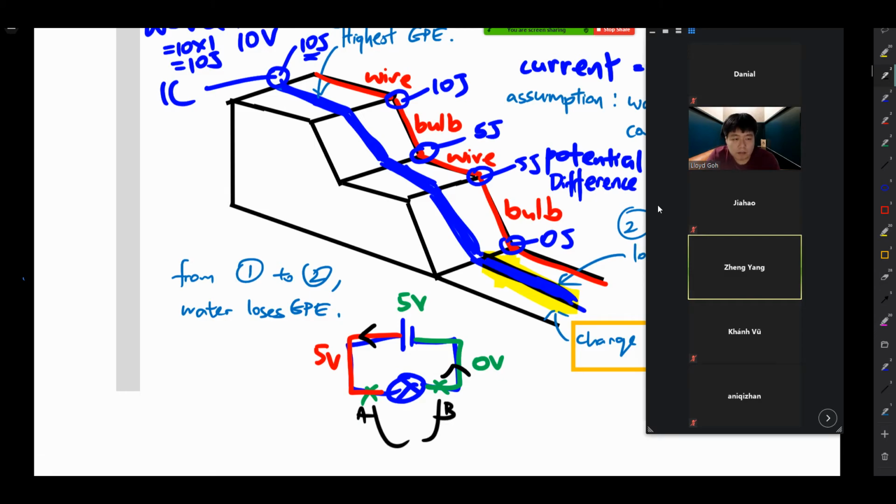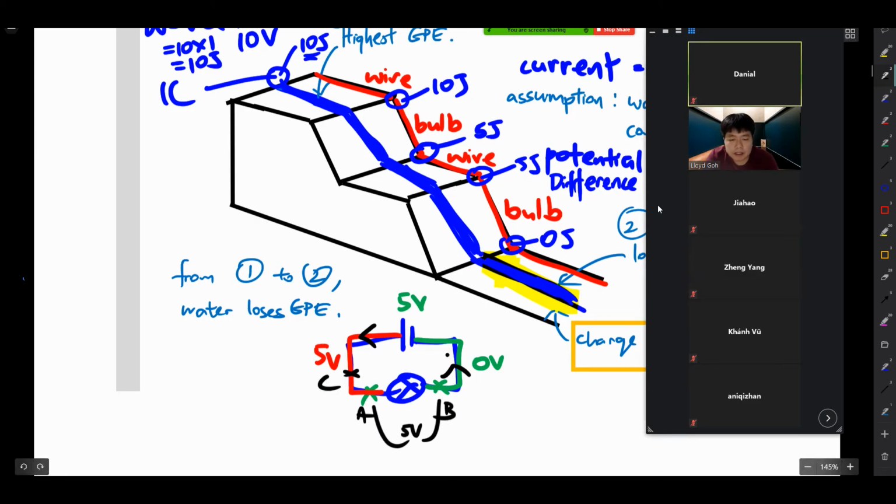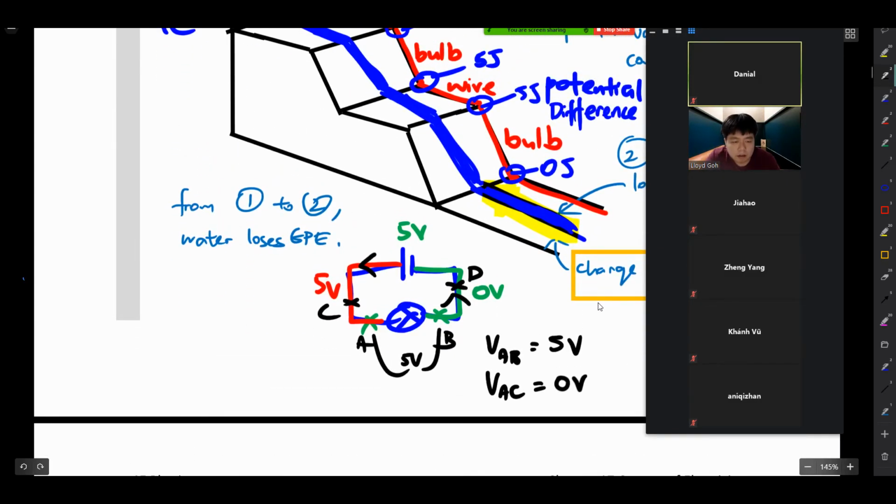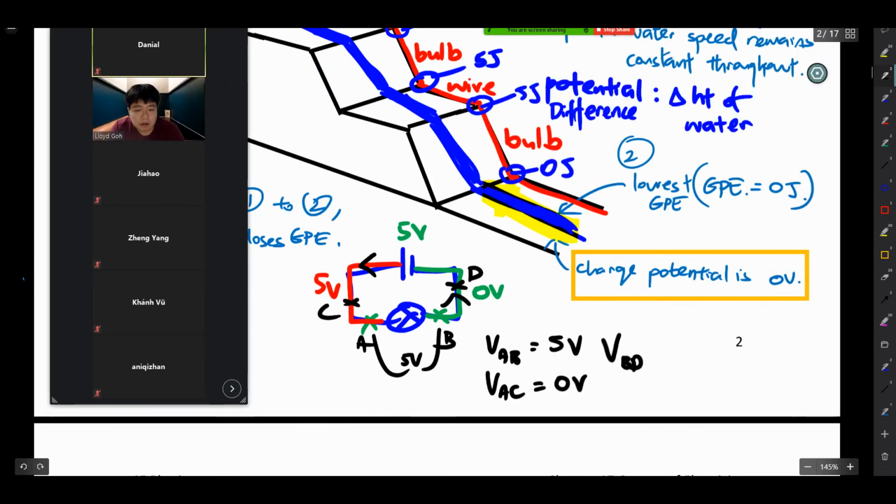Just minus, which is 5 volt. Okay, so if we call this point C and we call this point D, what we can conclude is VAB is 5 volt. So the difference between A and B is 5. Now VAC, the difference between A and C, is 0. Similarly, VBD is equal to 0 volt also.